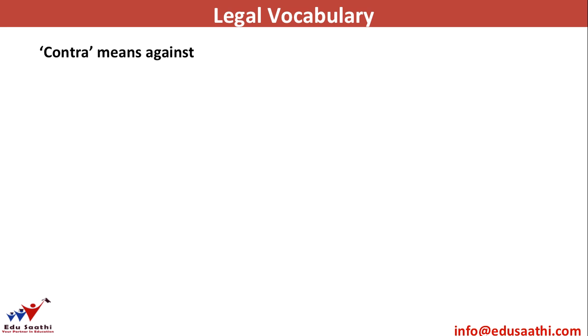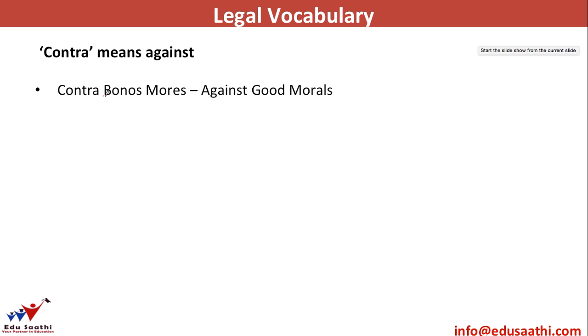Contra, as we all know, means against. So any word that has contra as a prefix means against. For example, we have contra bonos mores. Did you know that bonus comes from bene, which is good, and mores stands for moral? So contra bonos mores means against good morals. Now, for example, we have the cases of rape. They are contra bonos mores, which is they are against the good morals of the society.